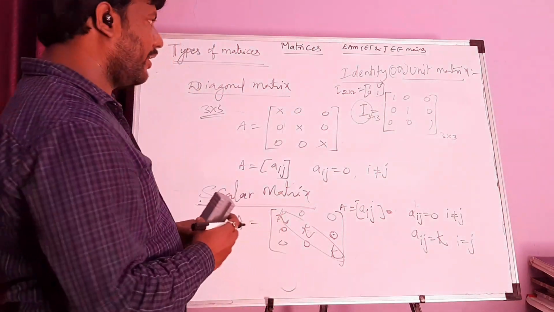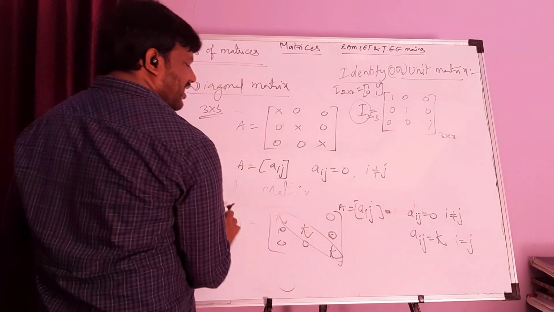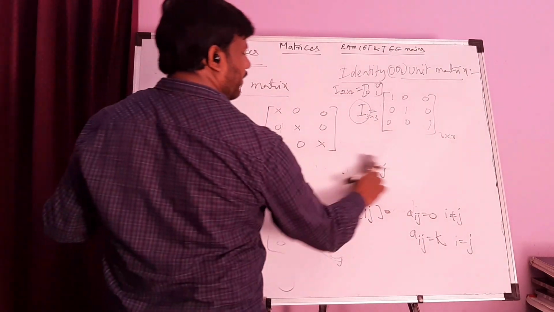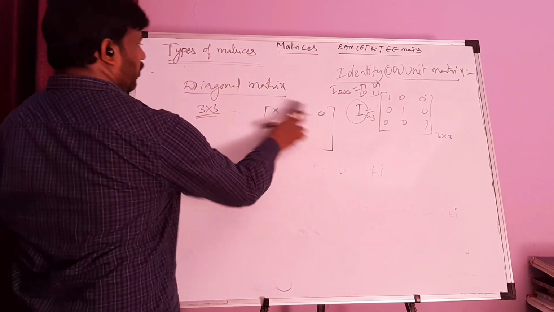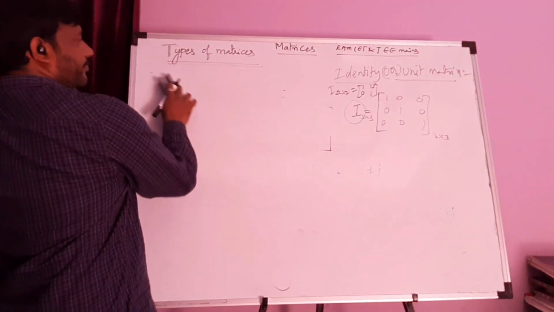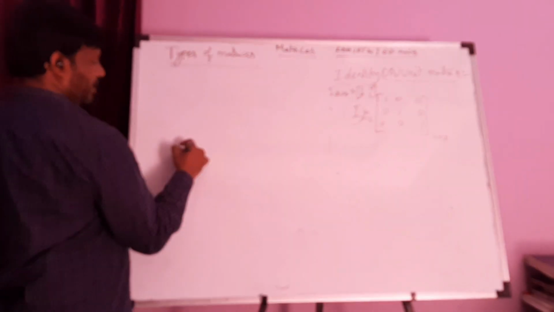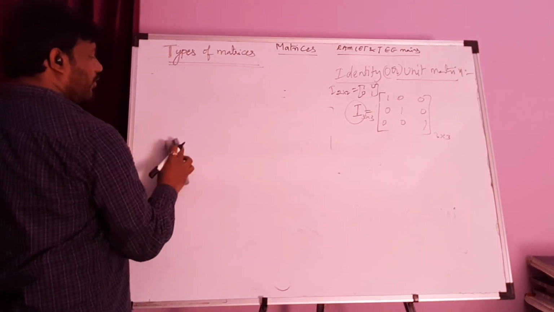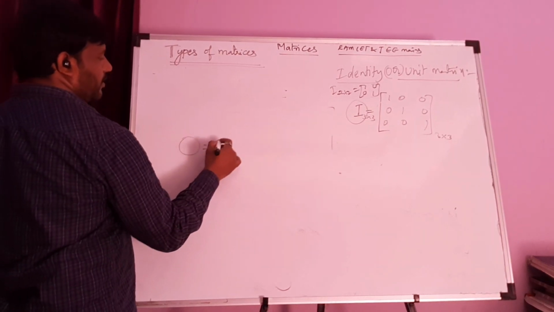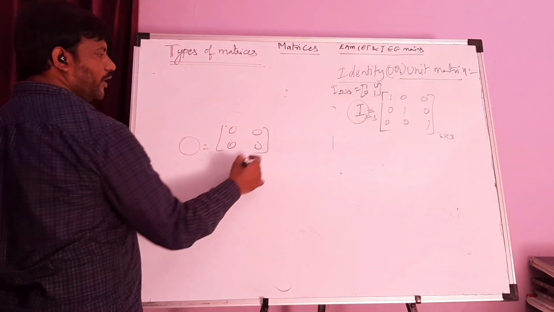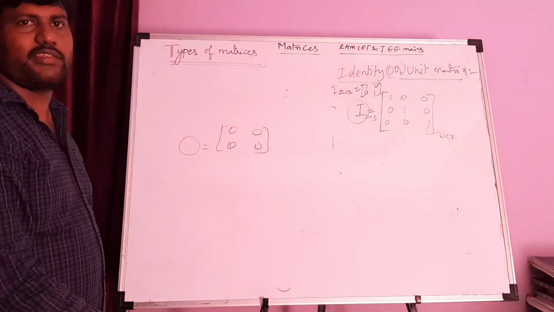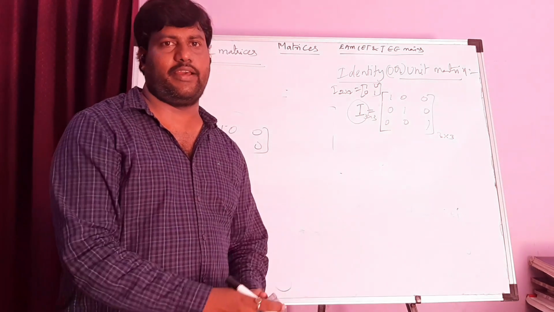Next we go for the null matrix, the last one. A null matrix is one in which all elements of any order are zeros. Such a matrix is called a null matrix or zero matrix. We all know it, right? The null matrix is always denoted O. If I take 0 0 0 0, this is the null matrix of order 2 by 2. All elements are 0. Such a matrix is called a zero matrix or null matrix.